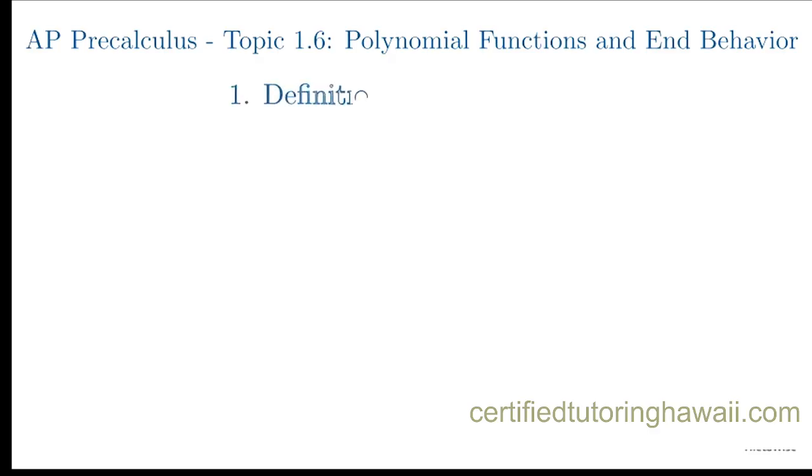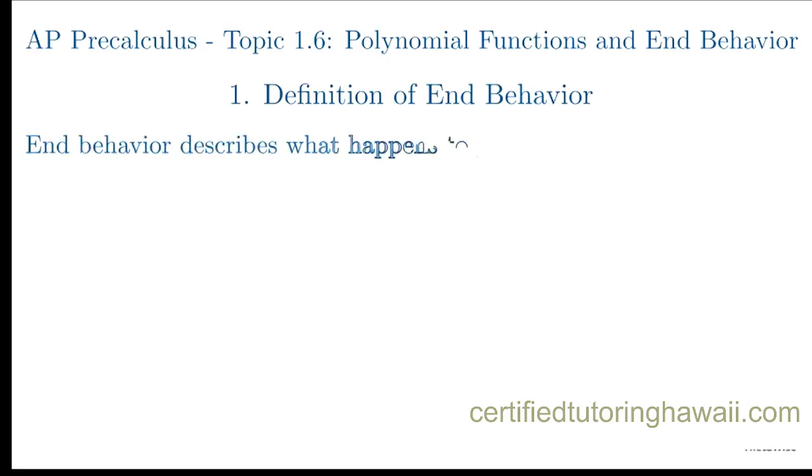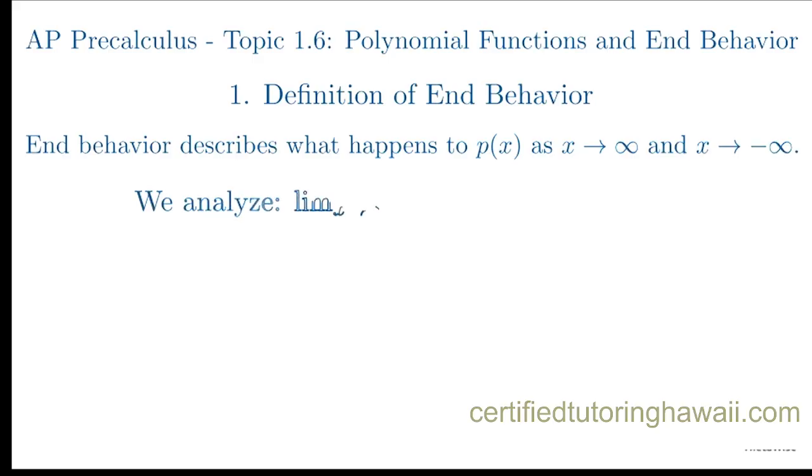First, let's define what we mean by end behavior. End behavior simply describes what happens to the function's output, p of x, as the input x gets extremely large or extremely small. In other words, we want to know what happens at the very ends of the graph. We analyze this by looking at the limits as x approaches positive infinity and as x approaches negative infinity. The notation for this is the limit of p of x as x approaches infinity, and the limit of p of x as x approaches negative infinity.